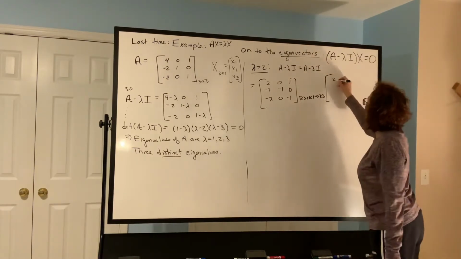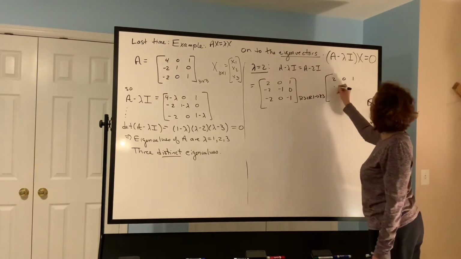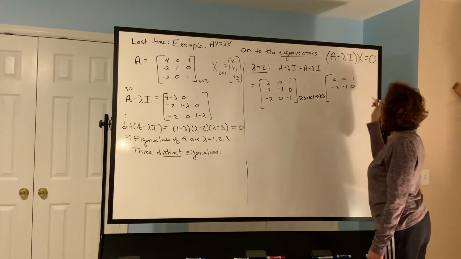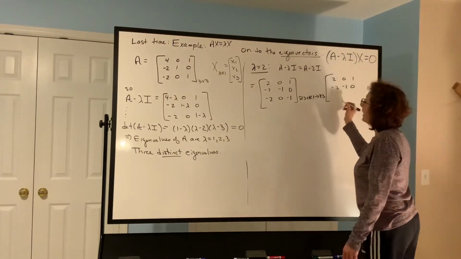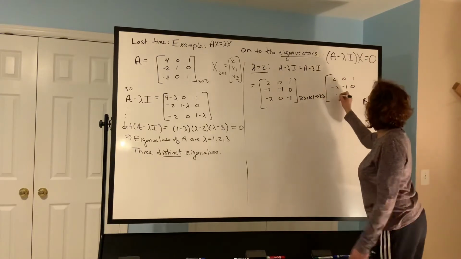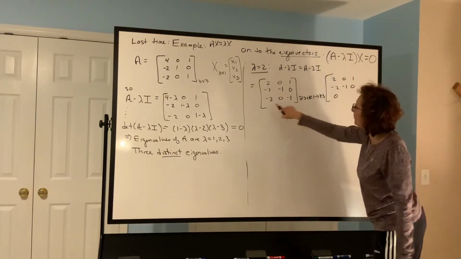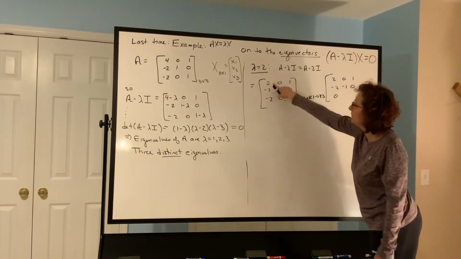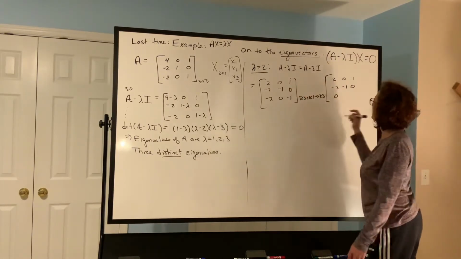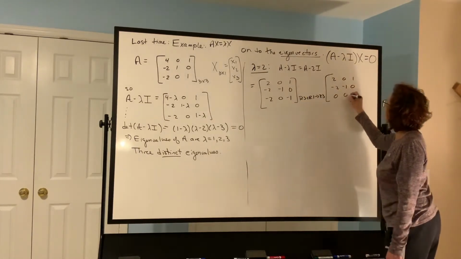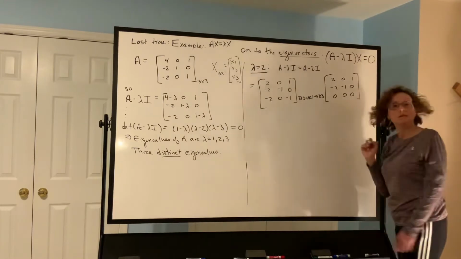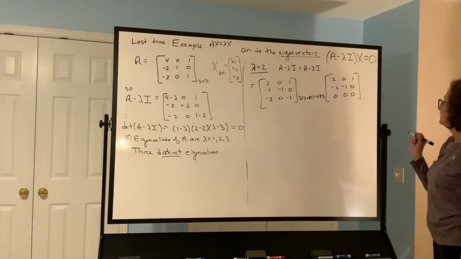And so I don't change row 1, 2, 0, 1. I don't change row 2, negative 2, negative 1, 0. And then what do I get here? I'm doing row 3 plus row 1. Negative 2 plus 2 is 0. 0 plus 0 is 0. Negative 1 plus 1 is 0. So I got my row of zeros. Yes? Okay? That's nice.